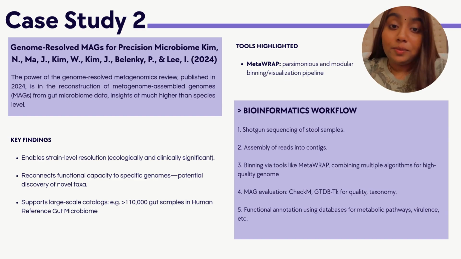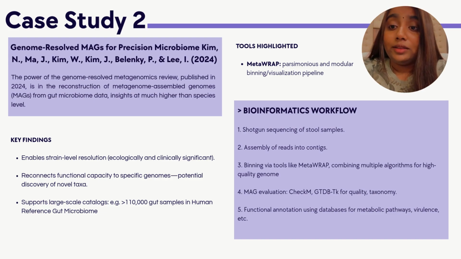The second case study, published in 2024 by Kim Ma and colleagues, took a genome-resolved metagenomics approach to analyze the human gut microbiome. Rather than just identifying species, the researchers reconstructed metagenome assembled genomes, or MAGs, directly from raw sequencing data. This was done using a powerful bioinformatics pipeline called MetaRep, which integrates tools for read assembly, binning, quality control, and genome annotation. What makes this method special is its ability to assign functional genes, like those involved in metabolism or virulence, back to specific microbial genomes.